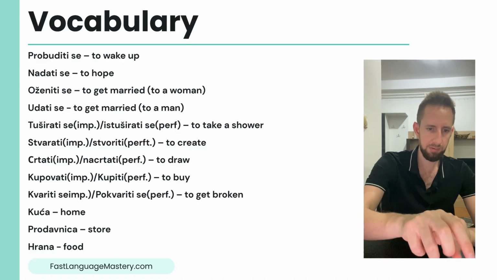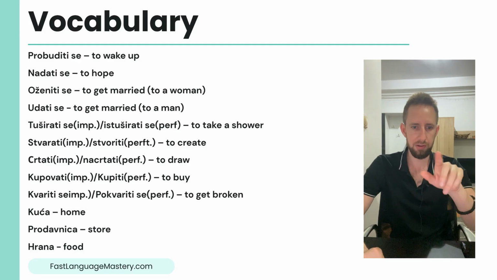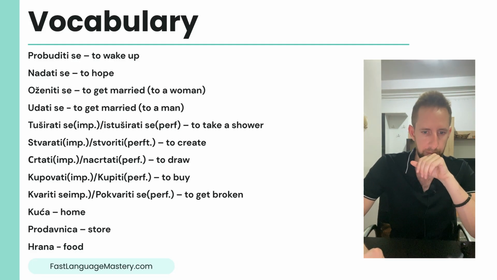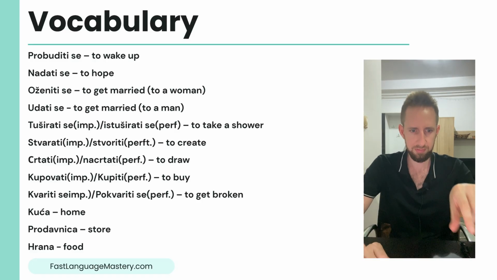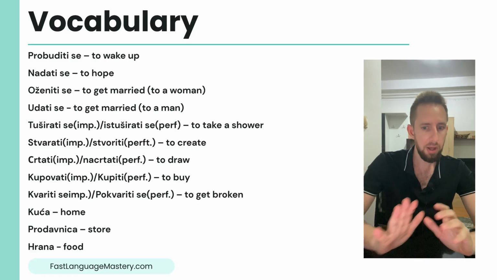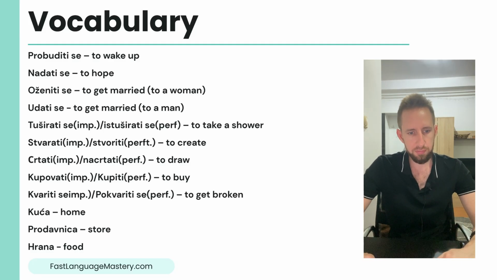Here, a small typo you can see. Kvariti se, then it should be a semicolon, but kvariti se, pokvariti se. This is a small typo, okay? To get broken. Kuća, home. Prodavnica, store. Hrana, food.